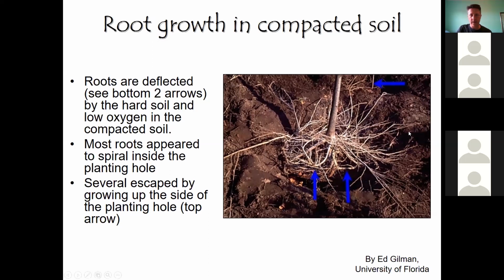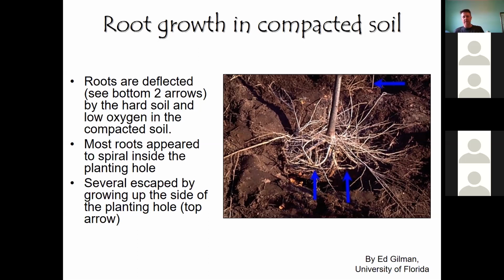Like here's a root right here, and here's another set over here that made it out by going up and over, but they didn't actually root into the soil, they rooted into the mulch. And so these are low oxygen compacted soils, and you can see here where the roots have been deflected away from the edge of the hole back into the root ball, where there's more room, more oxygen and more airspace. So most of the roots really just spiral around inside the planting hole.